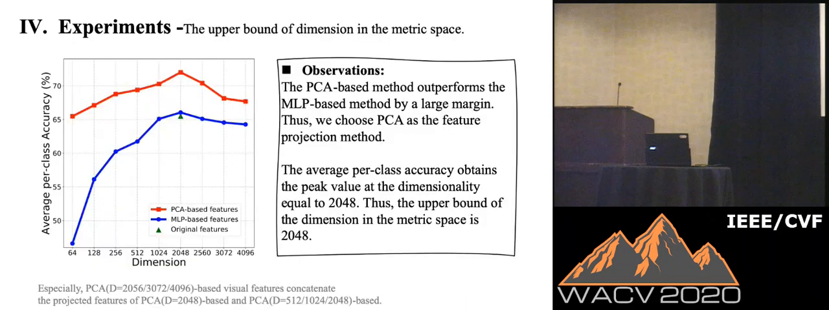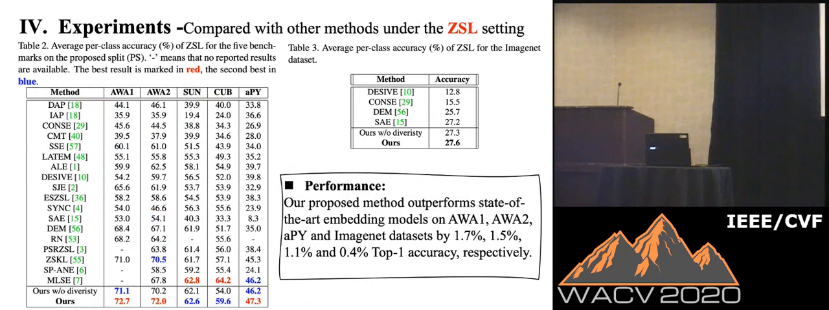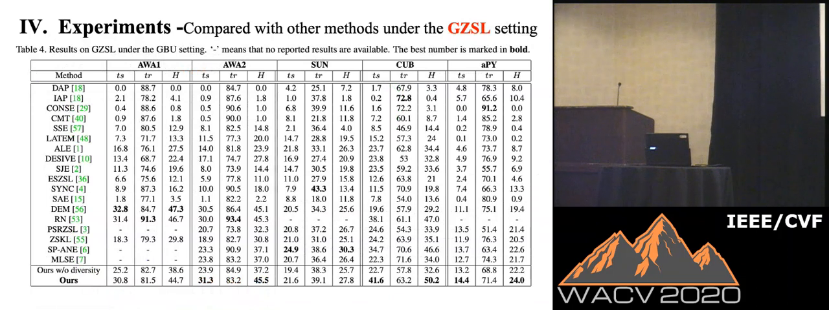We also provide extended experiments to investigate the upper bound of a dimension in the metric space. Experimental results show that improvements are consistent across scale. Under the GZSL setting, our method also achieves competitive performance.